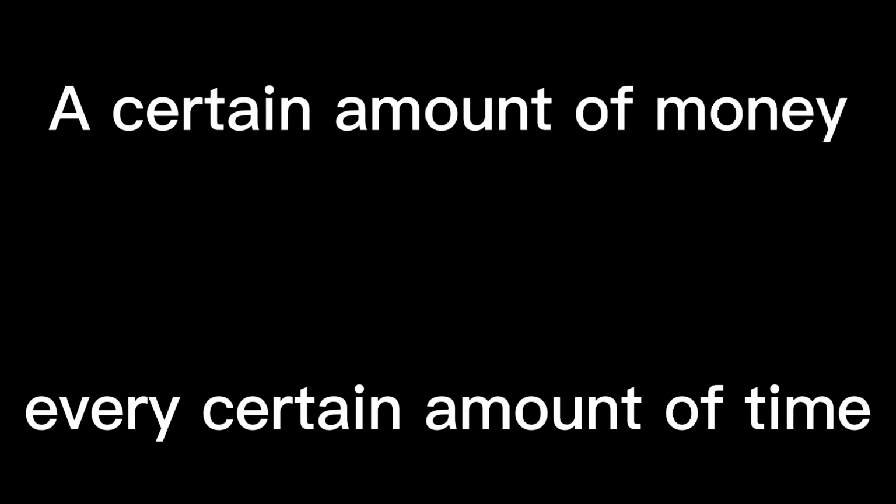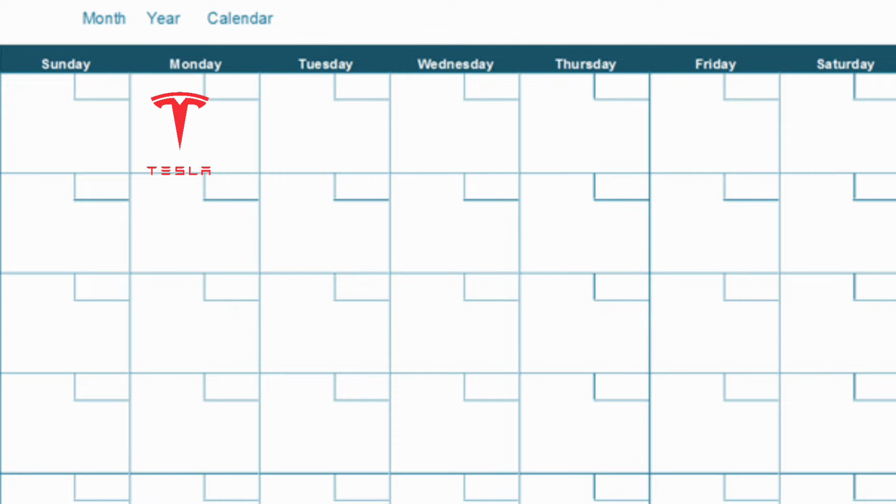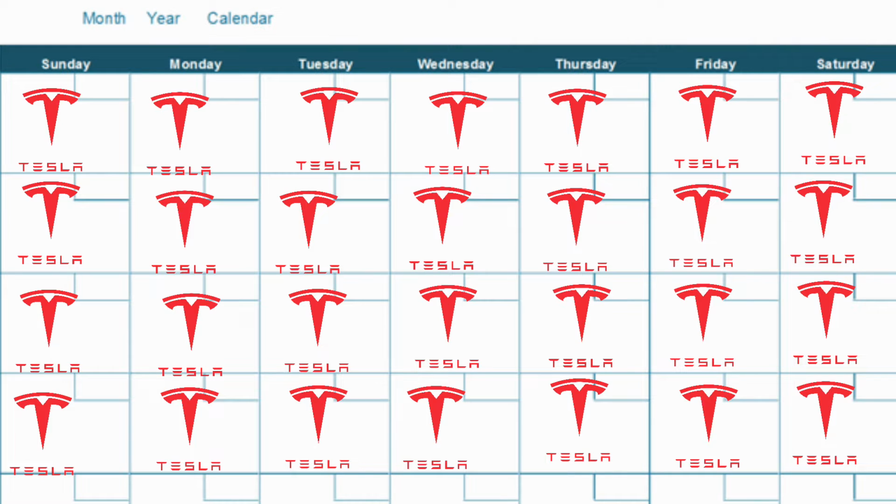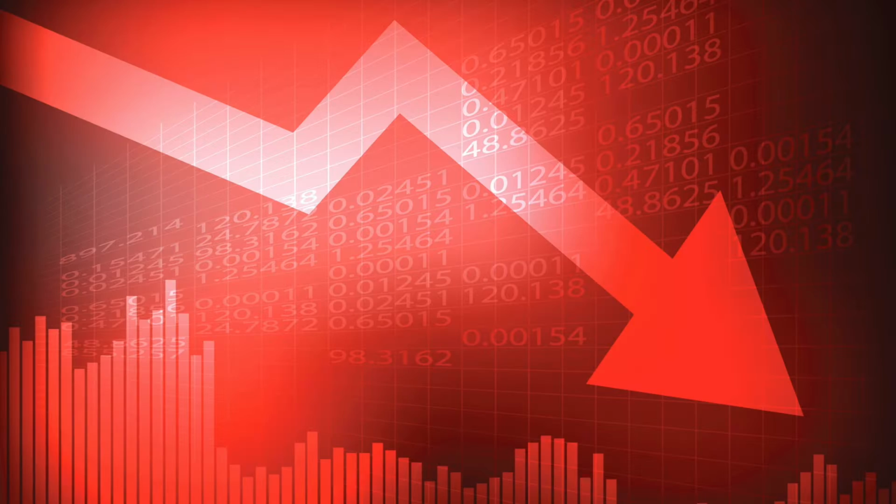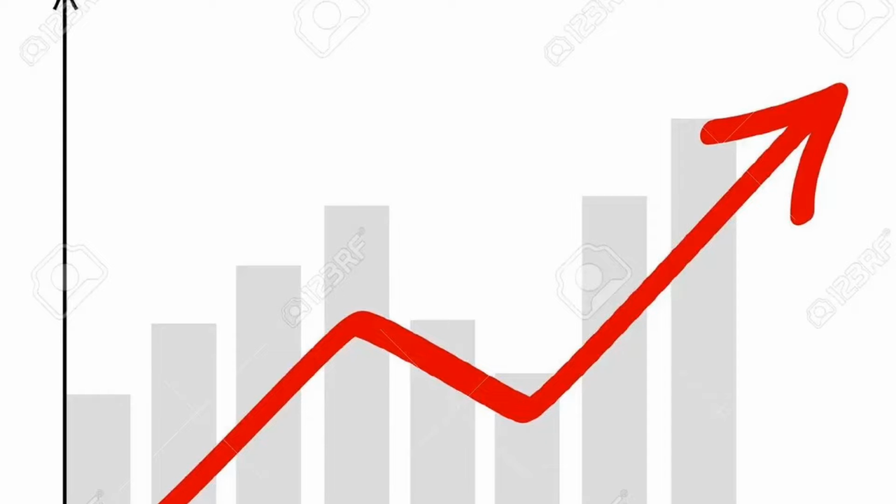So what is DCA? DCA is basically investing a certain amount of money every certain amount of time. For example, buying $50 of Tesla stock every week, but it doesn't have to be weekly. It could be every month or every day. But the main point is the repetition. You can't break the cycle. You just need to invest even if the market's low, even if it's high, you just buy.